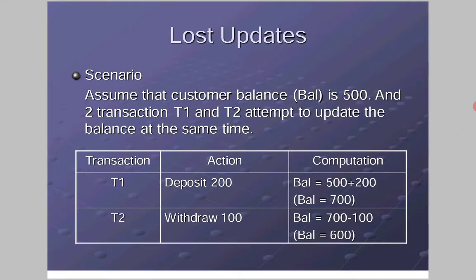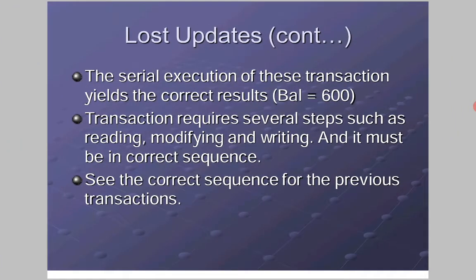So the first one is lost update. What is the example? Assume that the customer balance is 500 and two transactions T1 and T2 attempt to update the balance at the same time. Transaction T1 action is deposit 200. So the computation is balance equals 500 plus 200, which is 700. Transaction T2 action is withdraw 100. So the balance is 700 minus 100, which is 600.